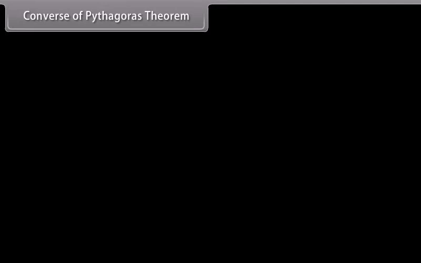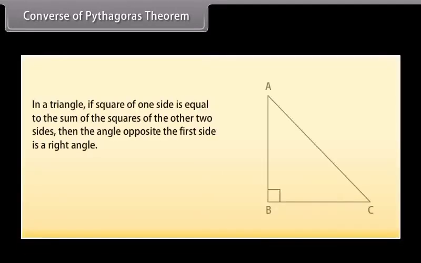Converse of Pythagoras theorem. In a triangle, if a square of one side is equal to the sum of the squares of the other two sides, then the angle opposite the first side is a right angle.